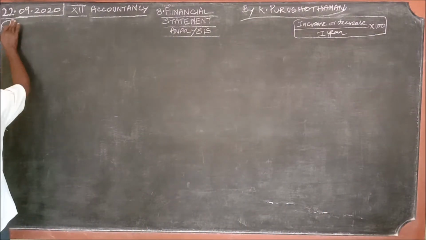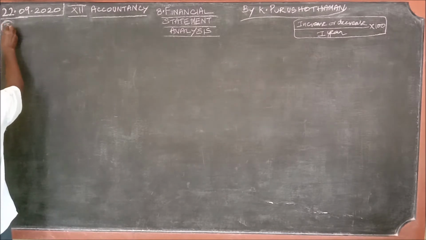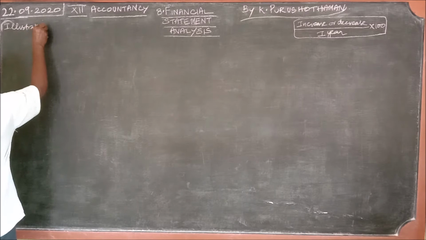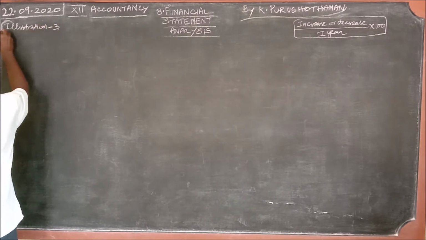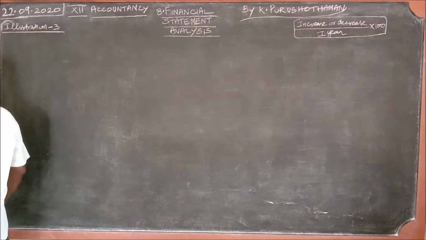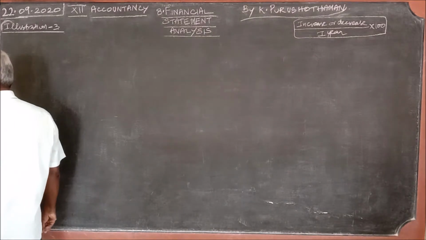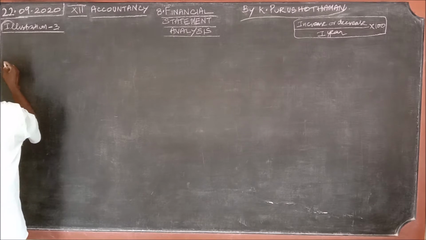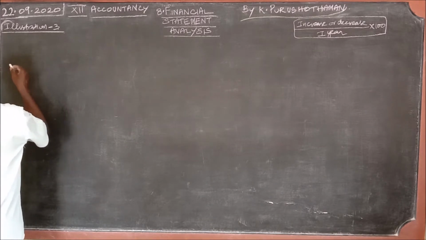The next problem will be illustration 3, with different percentages of income tax. That is why I have selected this. This is a comparative income statement.